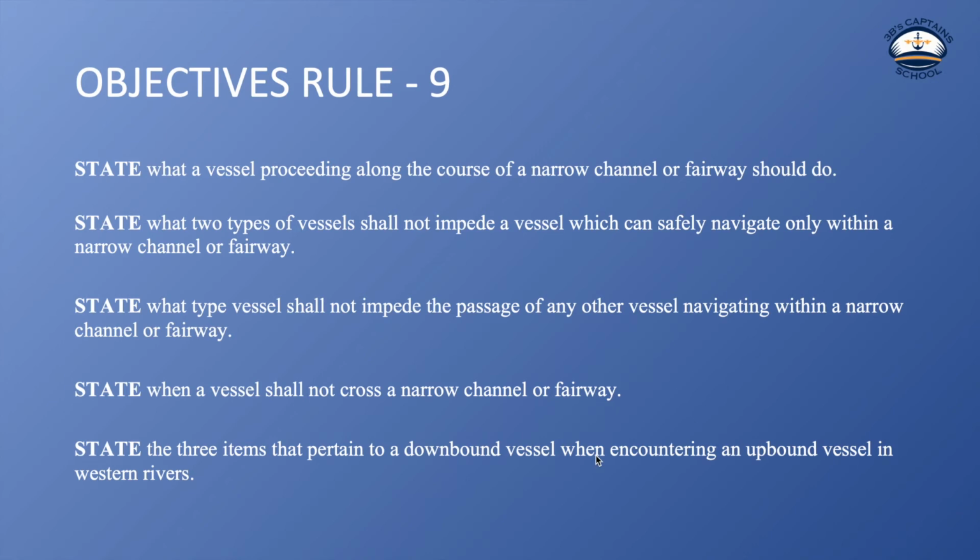Rule 9. State what a vessel proceeding along the course of a narrow channel or fairway should do. State the 2 types of vessels that shall not impede a vessel which can safely navigate only within a narrow channel or fairway. State what type of vessel shall not impede the passage of any other vessel navigating within a narrow channel or fairway. State when a vessel shall not cross a narrow channel or fairway. State 3 items that pertain to a downbound vessel when encountering an upbound vessel in western rivers.